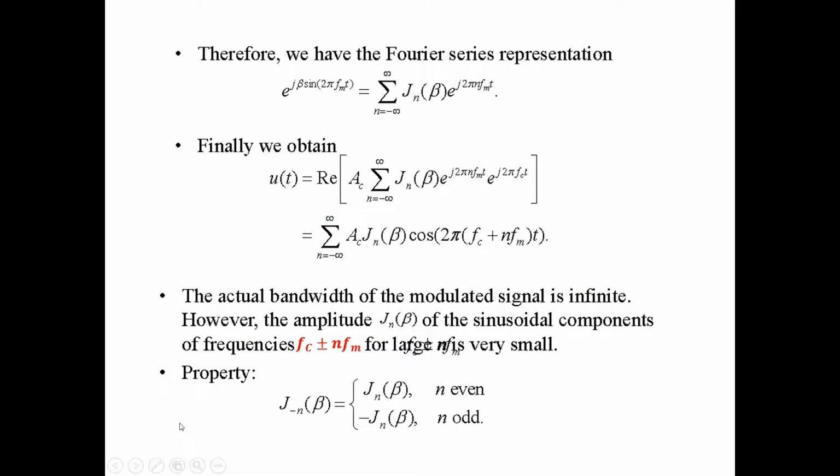So we will have the infinite components. That's why it's called wideband. The angle modulated signal is basically a wideband modulated signal. If we can limit the wideband modulated signal based on the modulation index, we can truncate it, but still it will have high frequency components as compared to the AM modulated signal.